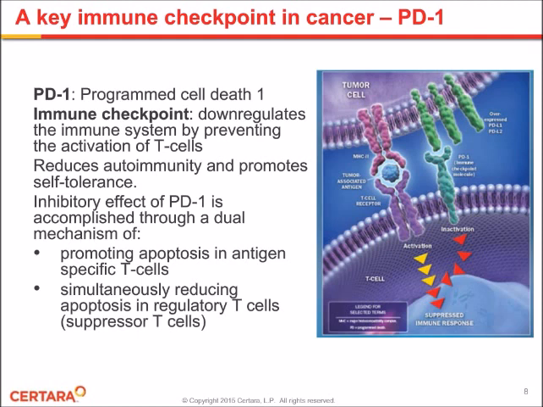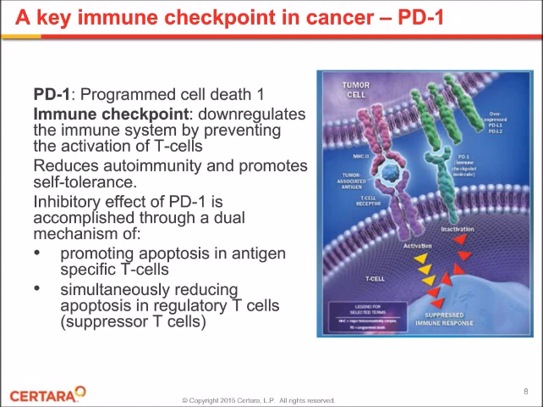What does it do? It essentially downregulates the immune system by preventing the activation of T cells. So it's in a way a regulatory system preventing the immune system going out of hand. So it reduces autoimmunity and promotes self-tolerance. And this inhibitory effect of PD1, which is activated through the interaction with PDL1 or PDL2, its ligands which are expressed, for example, in tumor cells.